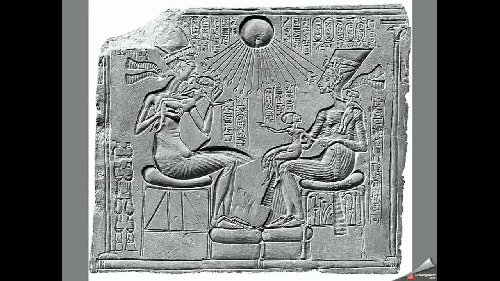Here is a depiction of a couple of the rulers of the day, the pharaoh and his queen, and we can see the idealized depiction of their children, one in the lap, one being carried there, and then the sun god up there, the depiction of that. Recall that the Egyptians worshipped everything.